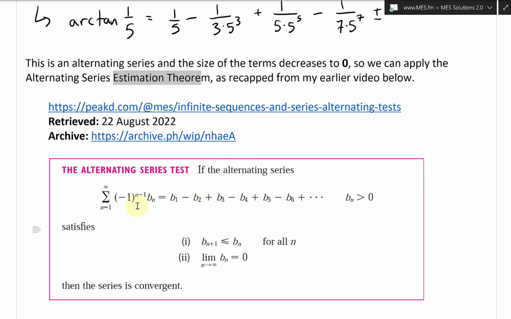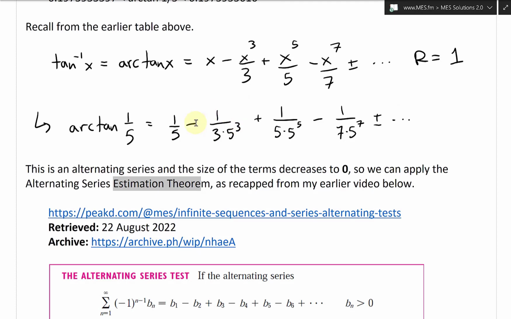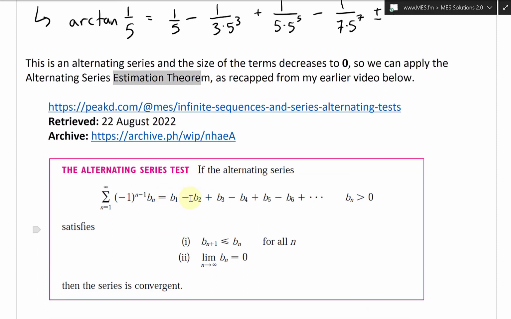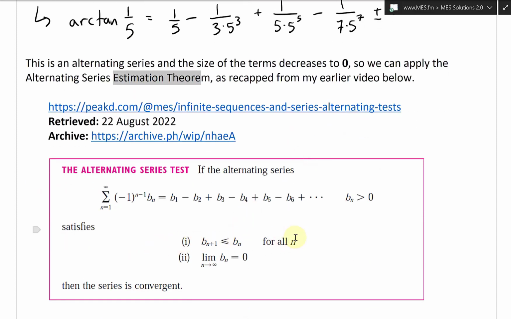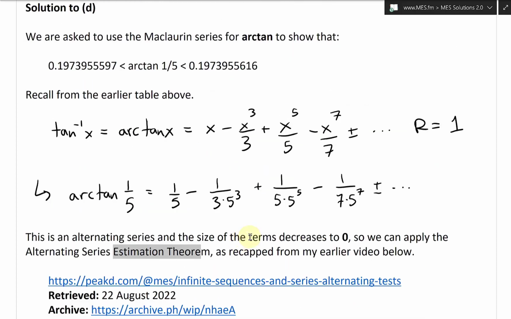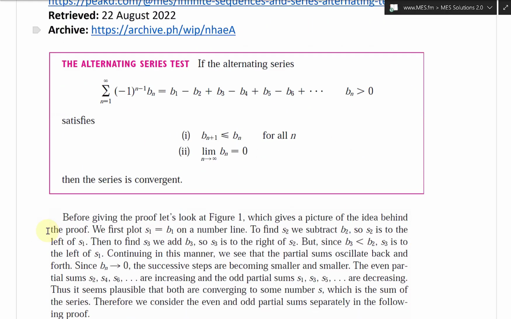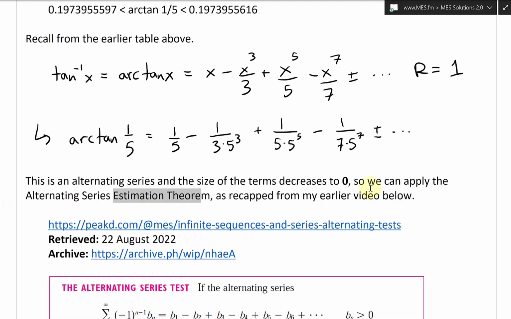For the alternating series test, the summation from n equals 1 to infinity of (-1) to the power of n minus 1 times bn equals b1 minus b2 plus b3, where bn is greater than 0, similar to ours. The terms are alternating from positive, negative, positive, negative, and satisfy that bn plus 1 is less than or equal to bn. Each of the bn's is getting smaller and smaller, since you're dividing by a bigger and bigger number. This is true for all n, and the limit as n approaches infinity of bn is 0. Then the series is convergent.